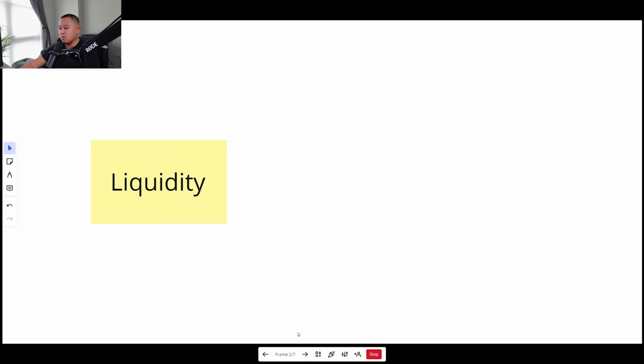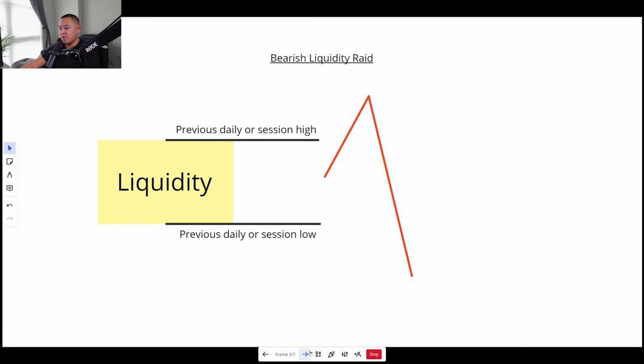All right. So very simply, we have a liquidity level, and that can either be a previous daily or session high, a previous daily or session low. So if we're looking for bearish price action, typically we would want to see the previous daily or session high be ran out before we get short to trade towards our target.